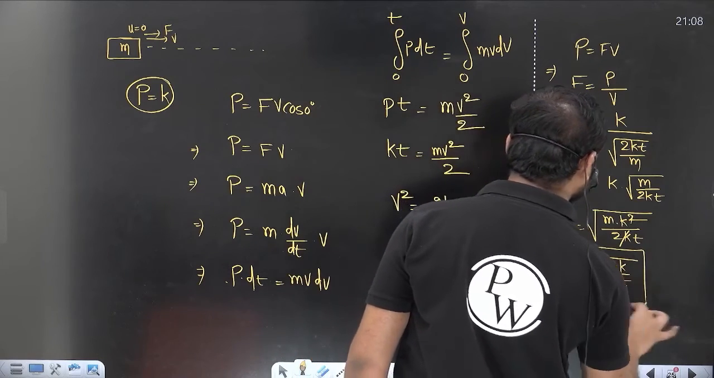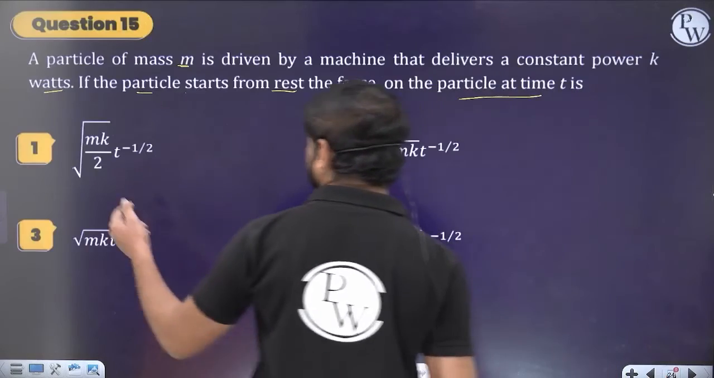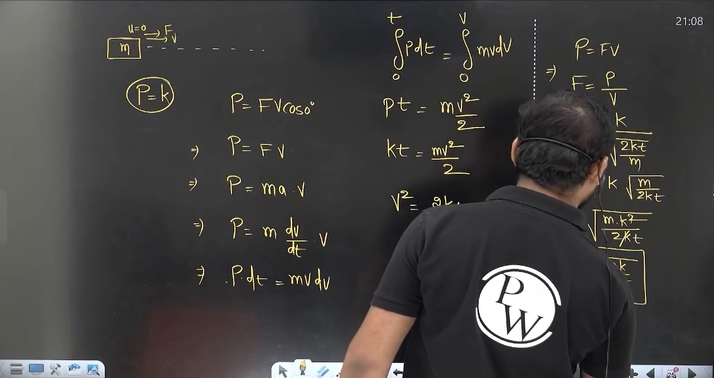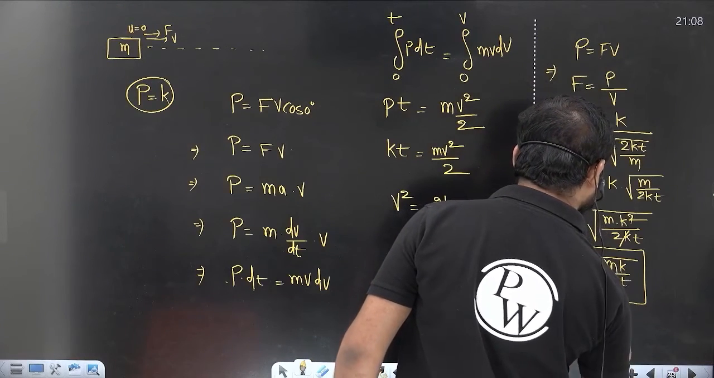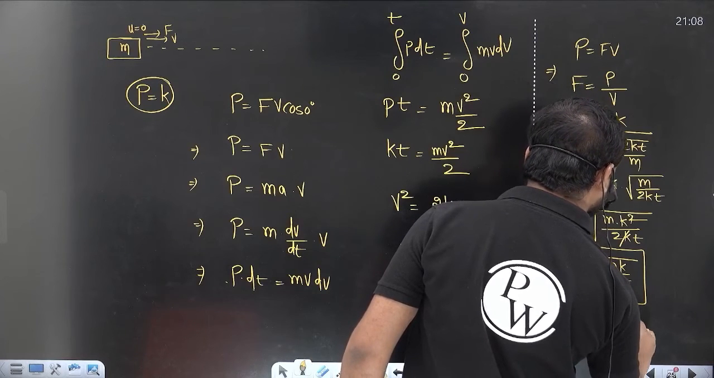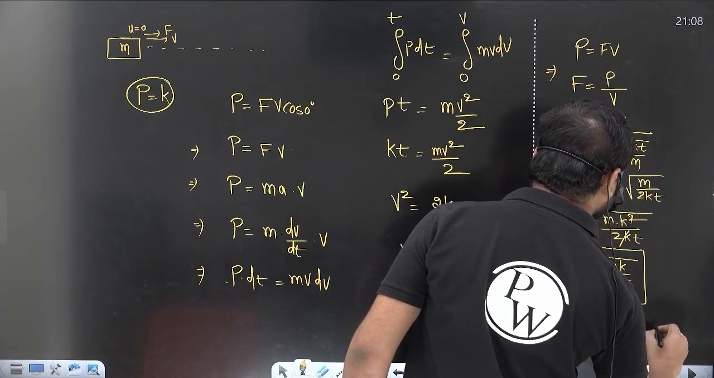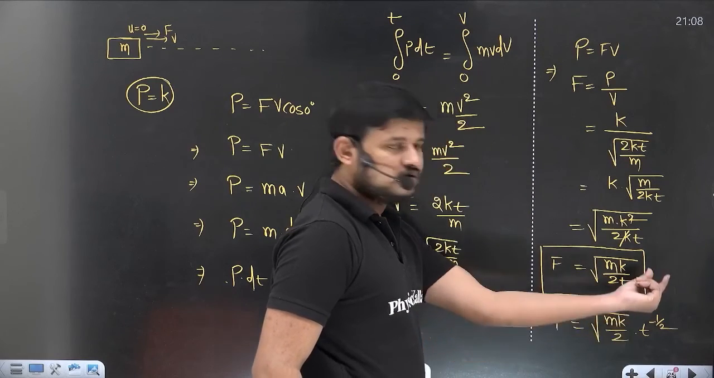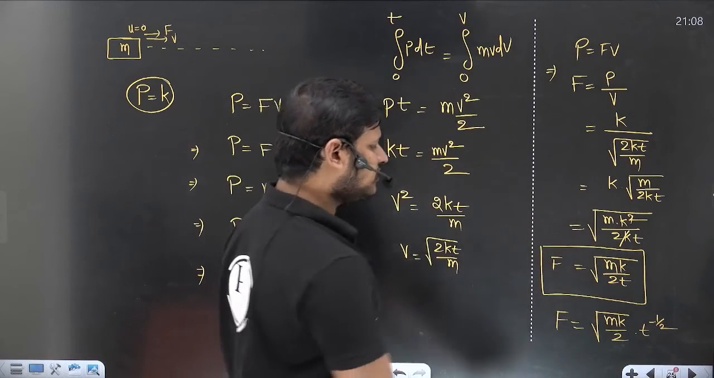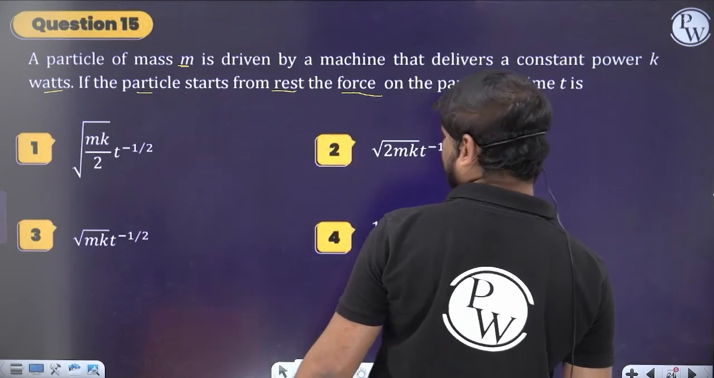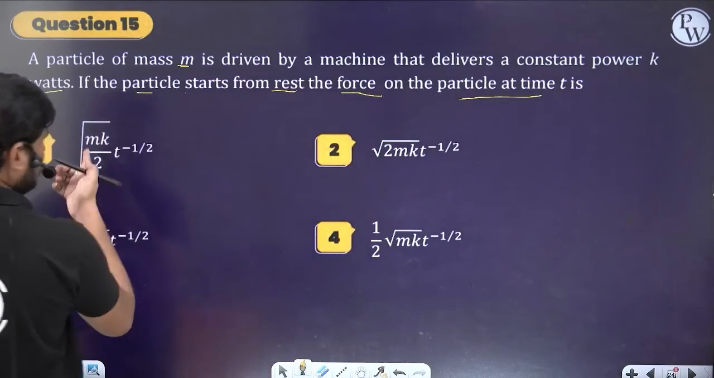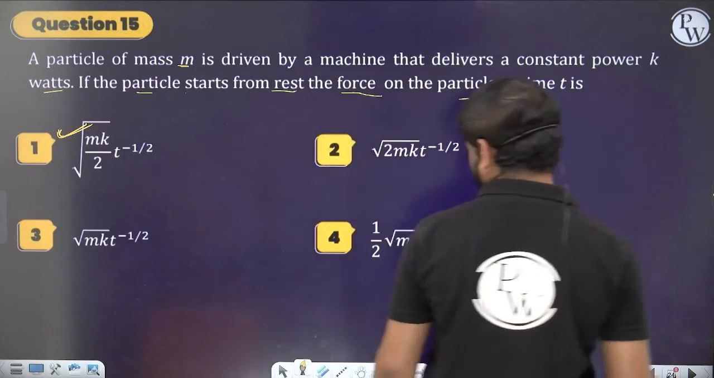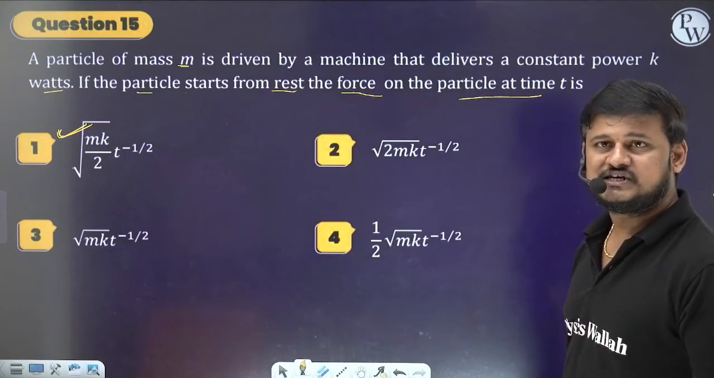So check the options, guys. F is equal to, let's make t outside. In all the options t is outside, so here it is root over m into k by 2, into t to the power minus 1 by 2. In the denominator it is t to the power 1 by 2, but if it comes to the numerator, it is t to the power minus 1 by 2. So root over m k by 2 into t to the power minus 1 by 2, option 1 itself, right? That's the only option that is left.